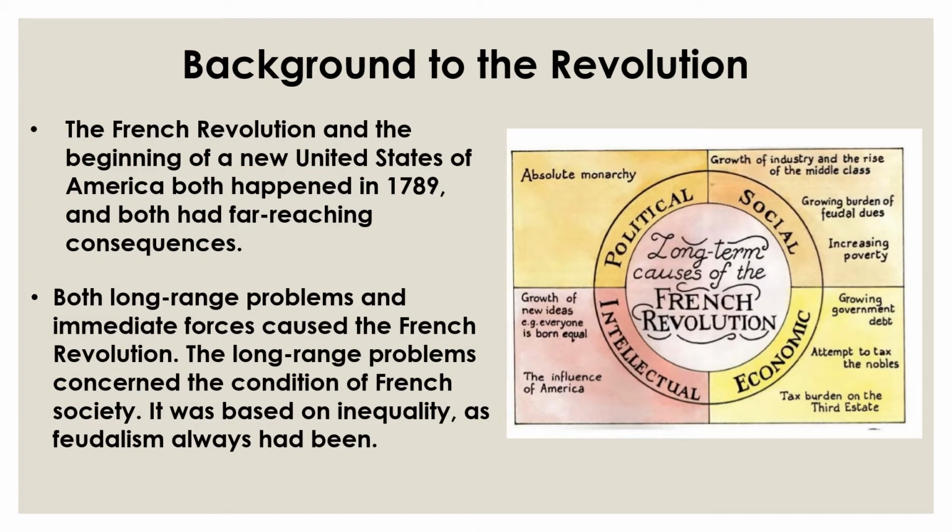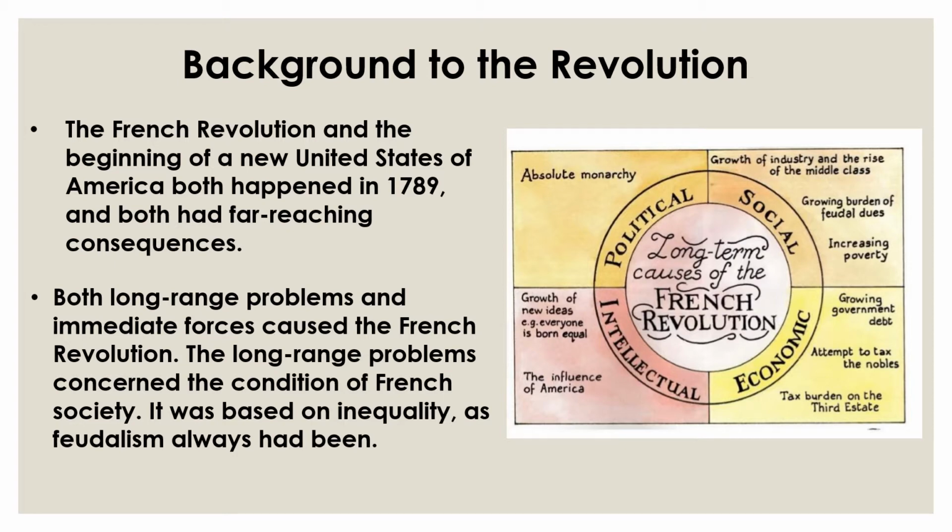French Revolution, Part 1. We're going to start with the background to the Revolution, and it is directly connected to what happened in the aftermath of the American Revolution. The French Revolution and the beginning of a new United States of America, meaning the government that we established after the Revolution was over, these things both happened in 1789, and both of them had far-reaching consequences.